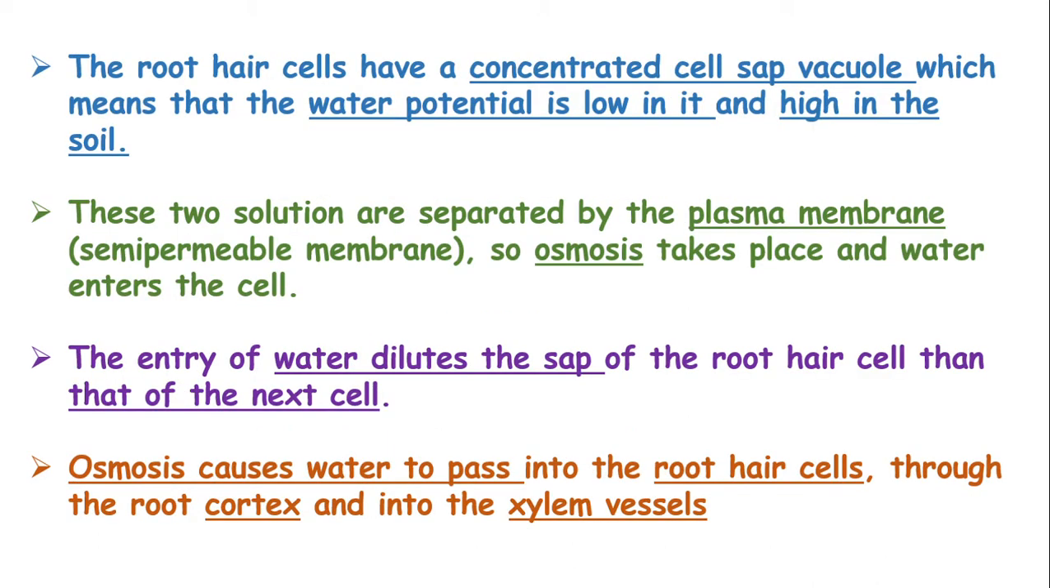The root hair cells have a concentrated cell sap vacuole, which means that the water potential is low in it and high in the soil. The two solutions are separated by the plasma membrane, which is a semi-permeable membrane, so osmosis takes place and water enters the cell. The entry of water dilutes the cell sap of the root hair cell compared to that of the next cell. Osmosis causes water to pass from the root hair cells through the root cortex and into the xylem vessel.